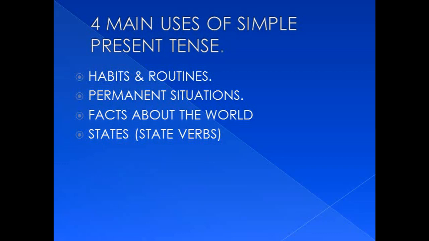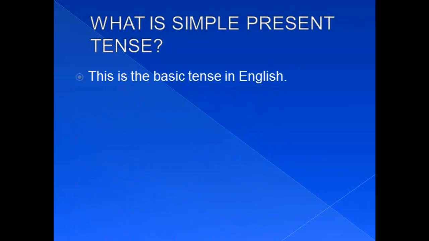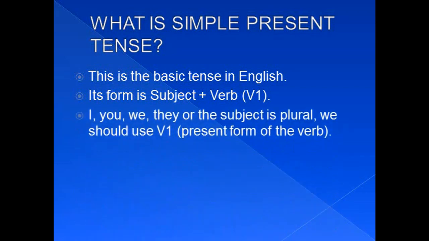Okay, let's talk about simple present tense. What is simple present tense? This is the basic tense in English. Its form is subject plus verb. Soon after the subject comes the verb, that too V1, the present verb only. And with the subjects I, you, we, they, or any plural subject, you have to use the V1 form, or simply the present form of the verb.